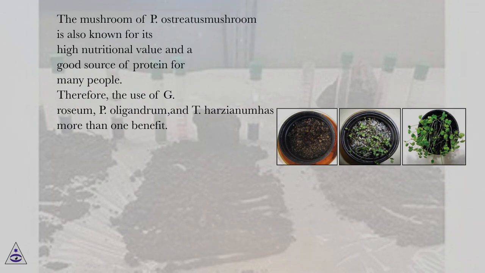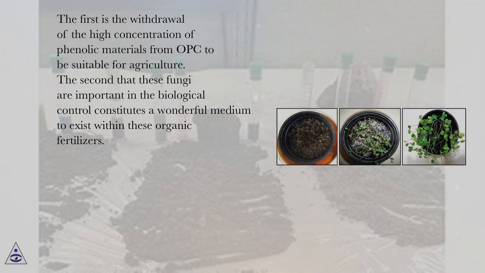Therefore, the use of G. roseum, P. oligandrum, and T. harzianum has more than one benefit. The first is the withdrawal of the high concentration of phenolic materials from OPC to be suitable for agriculture. The second is that these fungi are important in biological control, and constitute a wonderful medium to exist within these organic fertilizers.